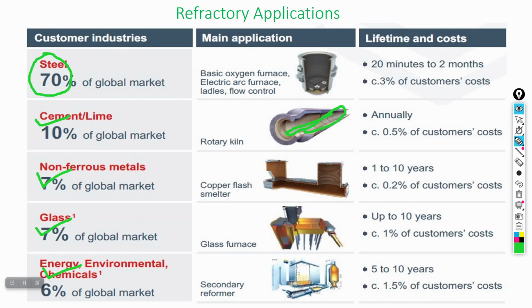These refractory materials have a fixed lifetime and cost, and once this lifetime is over, these refractories have to be replaced. So there are two means by which RHI Magnesita earns its revenue. One is whenever a new plant is established, the furnace has to be established and the heat mechanism of the furnace needs refractories. For a new furnace, it earns revenue, and after its lifetime is over, the same refractories need to be replaced. So these are the two mechanisms: one is for the new furnace, and second is for the replacement of the old refractories.